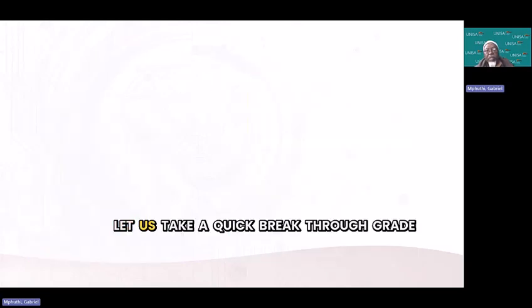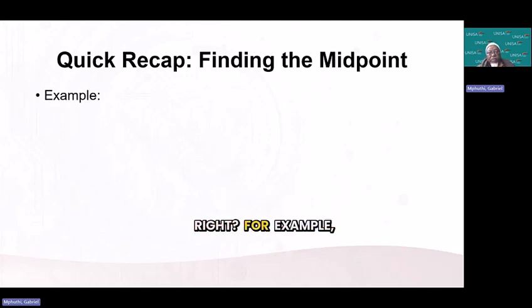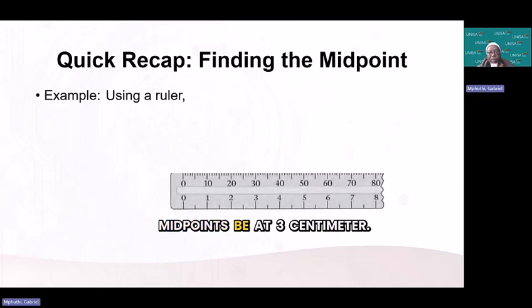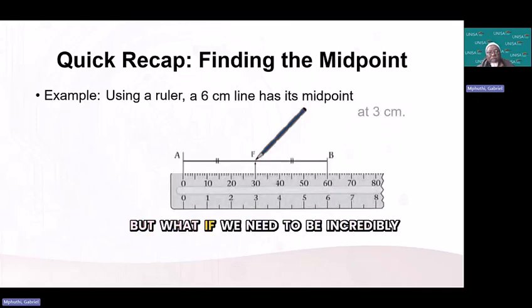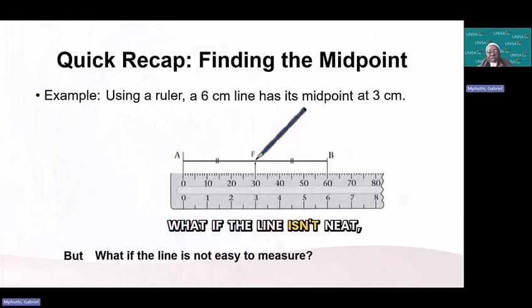bisecting lines. Let us take a quick trip back to grade 7. You learned how to use a ruler to measure a line segment and find its midpoint, right? For example, if you had a line that was 6 centimeters long, where will its midpoint be? At 3 centimeters. What if we need to be incredibly precise beyond what the ruler alone can give us? What if the line isn't a neat whole number? That's when our trusty compass and straight edge become our friend.